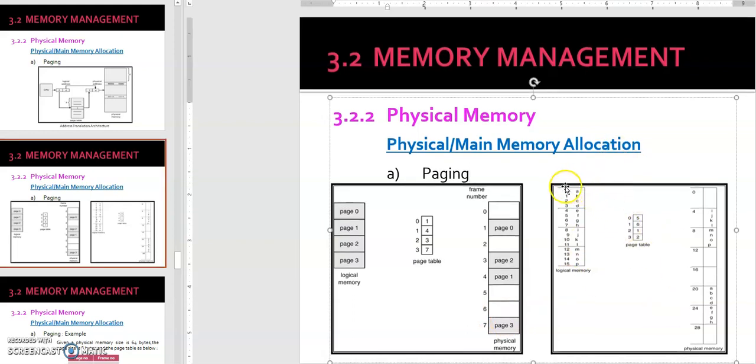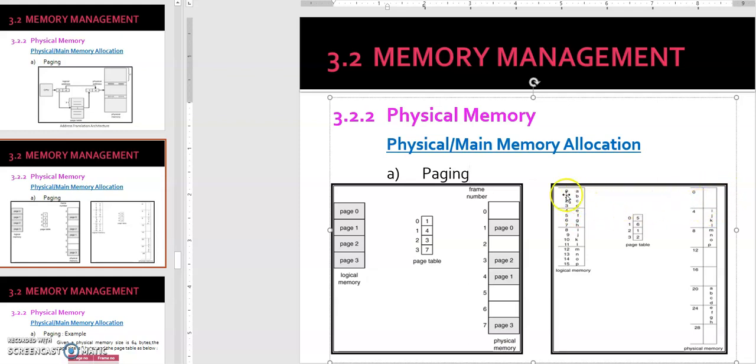Let's look at this diagram, which is a bit confusing. This box here is page 0, page 1, page 2, page 3, and frame 0, frame 1, frame 2, frame 3, 4, 5, 6, 7. Again, one box here is called page 0. It always begins with 0. Number 2, the size of this page is similar to this frame size. I repeat, page size is similar to frame size.